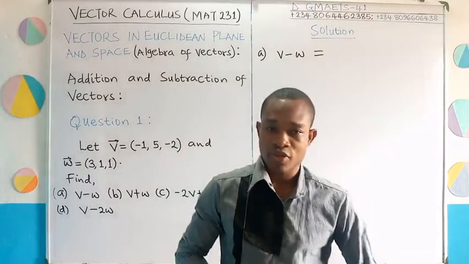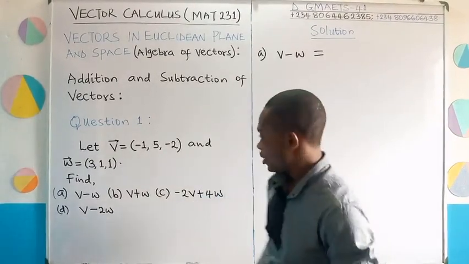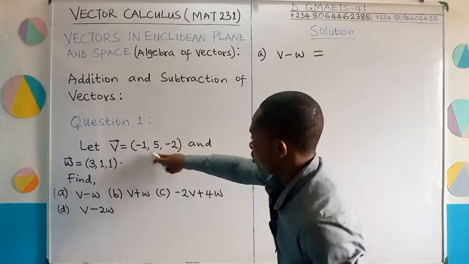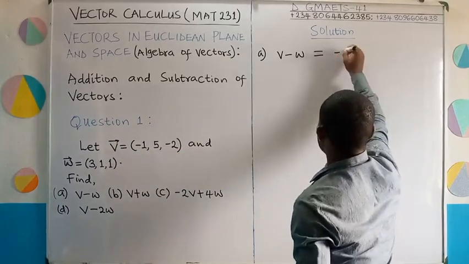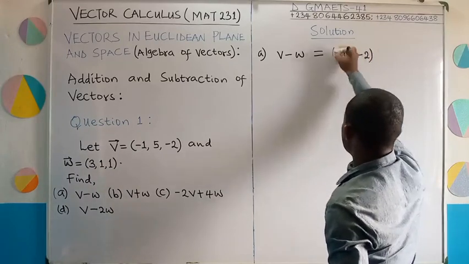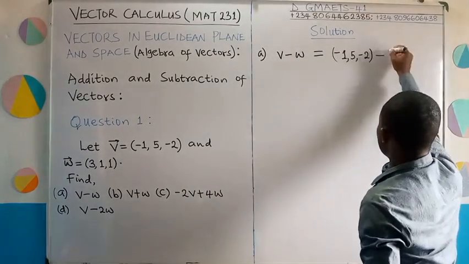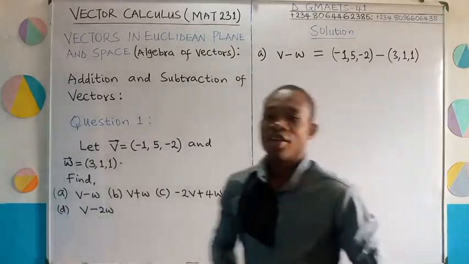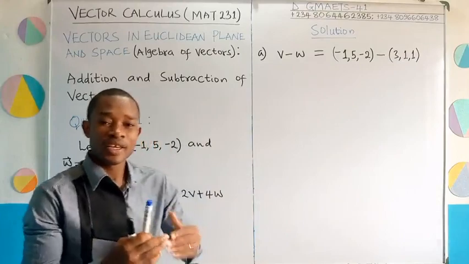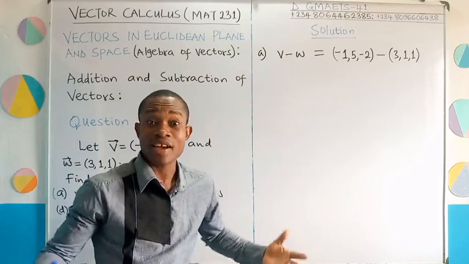All we have to do is to identify vector v and vector w, then we subtract them. That's going to give us vector v from the question, this component that we have here, which of course is (-1, 5, -2). And so I'm going to indicate my minus sign here. W is (3, 1, 1). Good. Now we're going to carry out the subtraction, and the way we subtract is simply following their like terms. And what do we mean by their like terms?